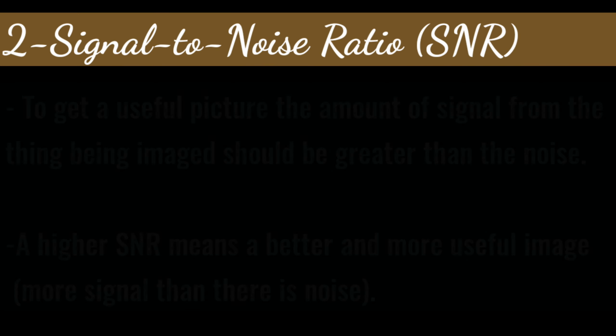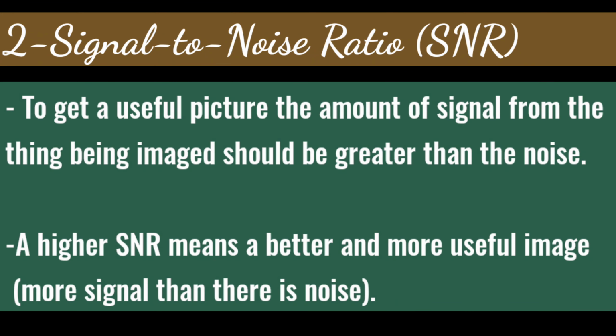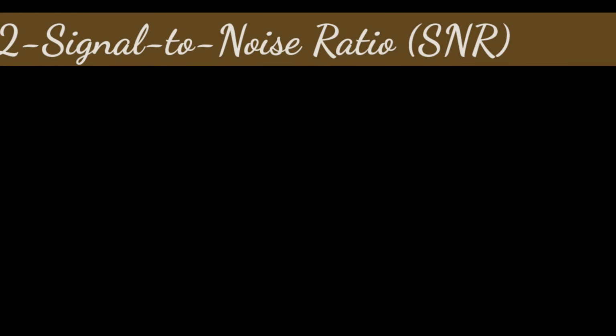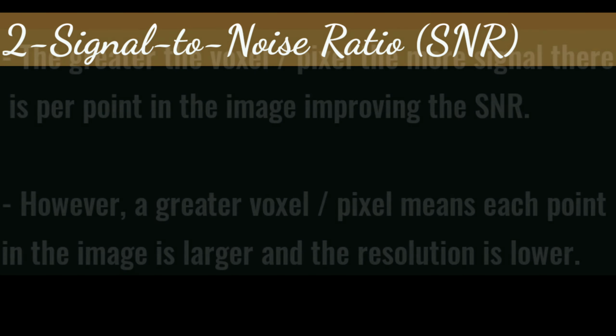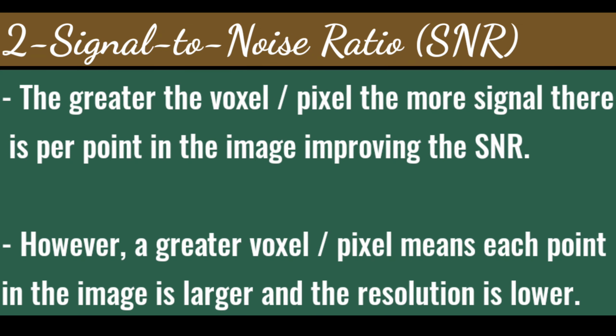Signal to noise ratio. To get a useful picture, the amount of signal from the thing being imaged should be greater than the noise. A higher SNR means a better and more useful image, with more signal than there is noise. The greater the size of the voxel or pixel, the more signal there is per point in the image, improving the SNR. However, a greater voxel or pixel means each point in the image is larger and the resolution is lower.